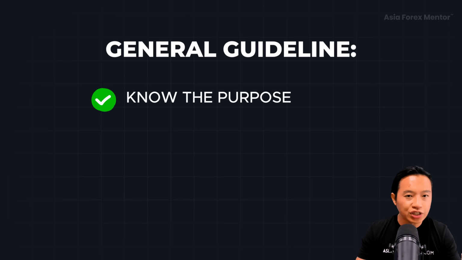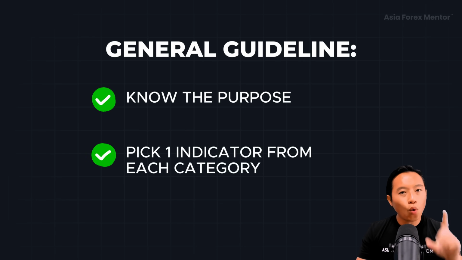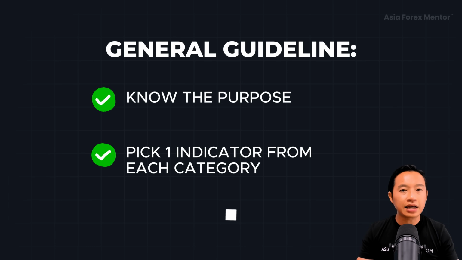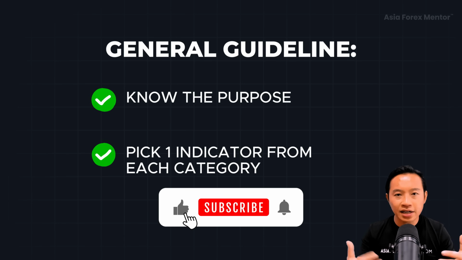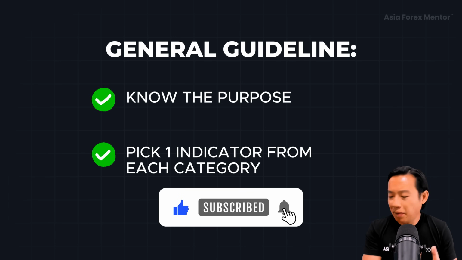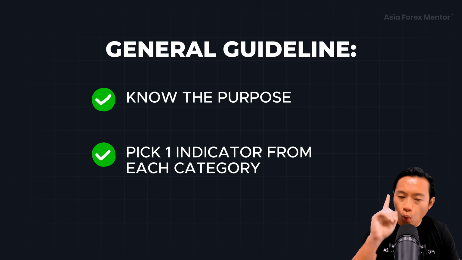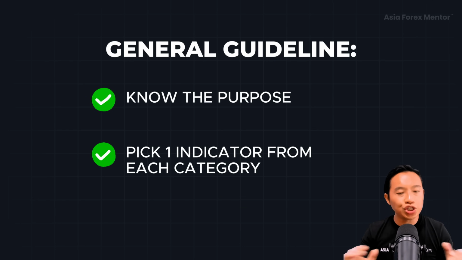That is extremely essential. Number 2, only pick one indicator from each category, as what you saw earlier. Many traders make the mistake of choosing multiple indicators from the same category. This approach doesn't make sense. Therefore, just stick to selecting one indicator from each category.